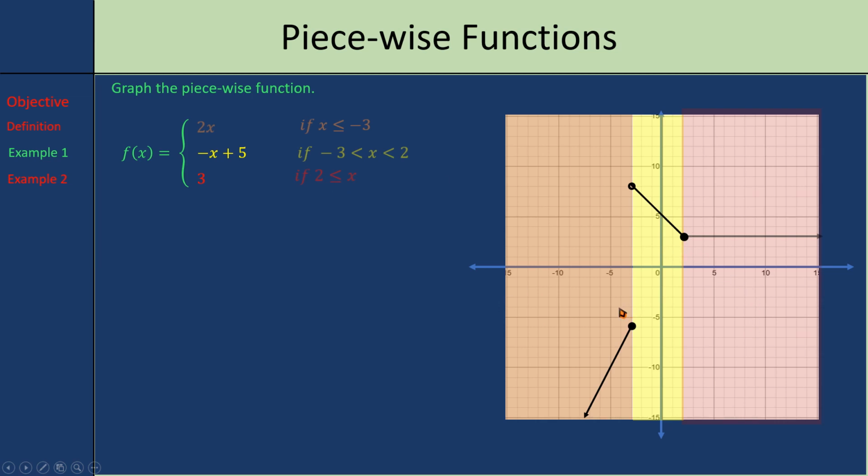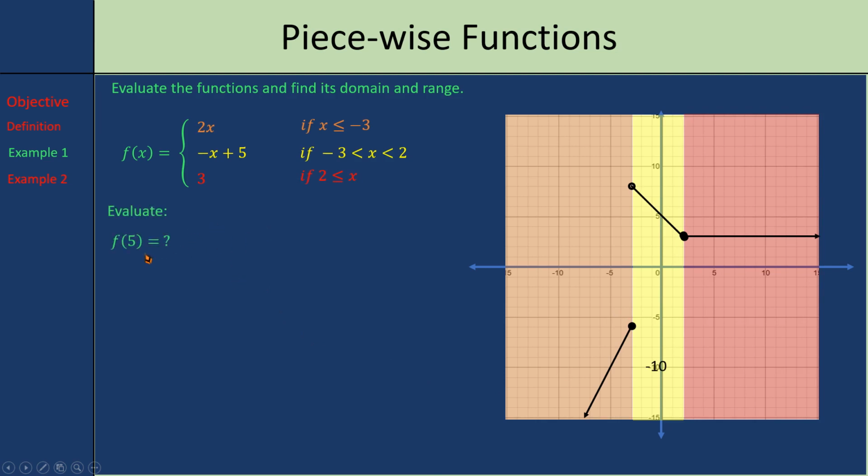So that's my graph now, okay? All right, so the next part is we're going to evaluate this. So when they say f of 5, what is that equal to? F of 5 meaning x is 5, what is y? So I look for when x is 5, and it's in this red zone, right? Because 5 is in that red zone.